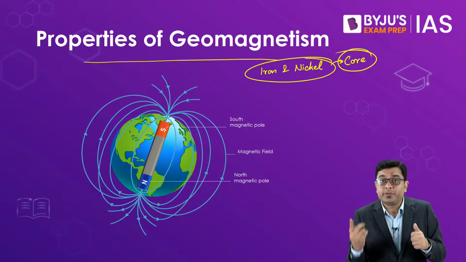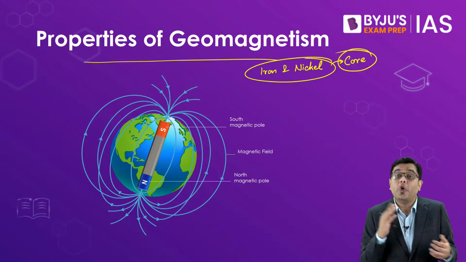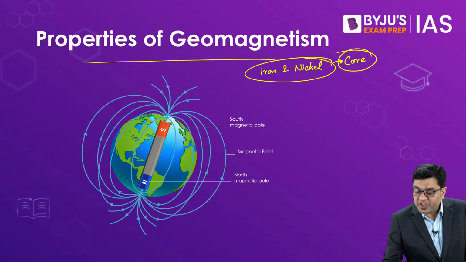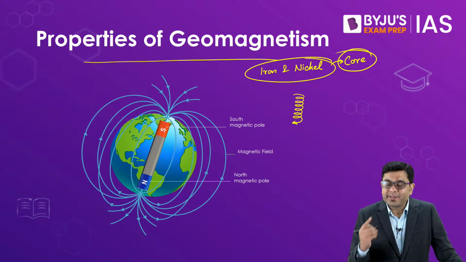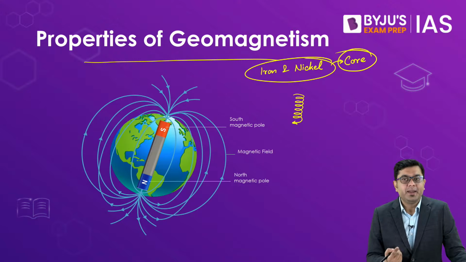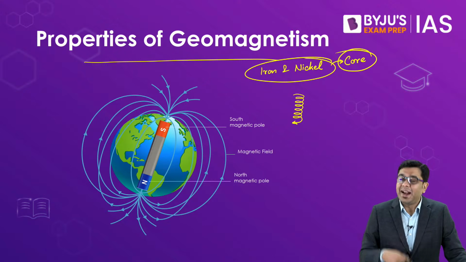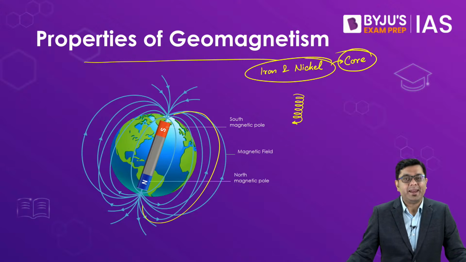As the planet is rotating around the axis, this molten outer core also ends up rotating and thereby ends up achieving a kind of spiral movement. This kind of spiral movement generates a magnetic field, and that magnetic field extends all around the planet.